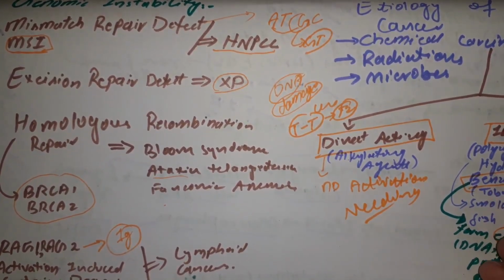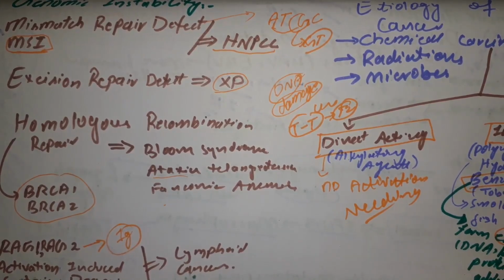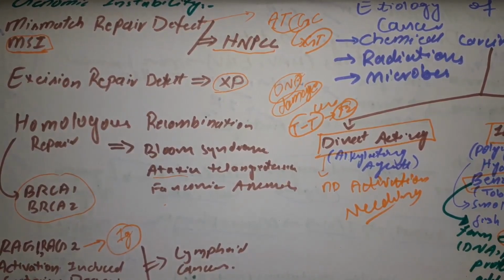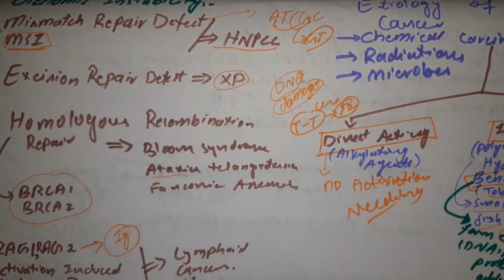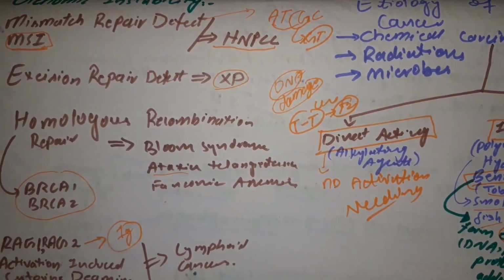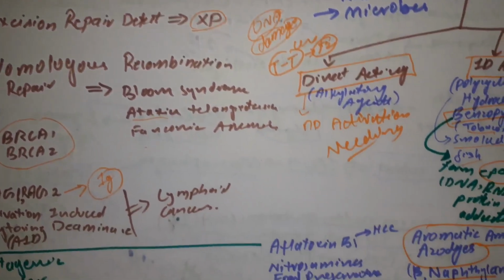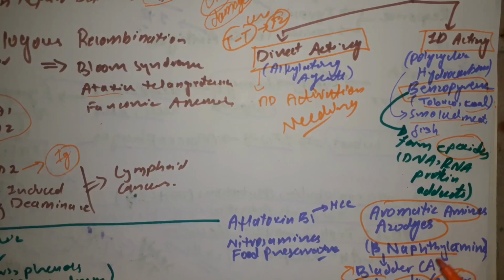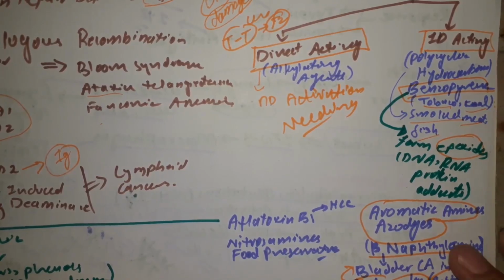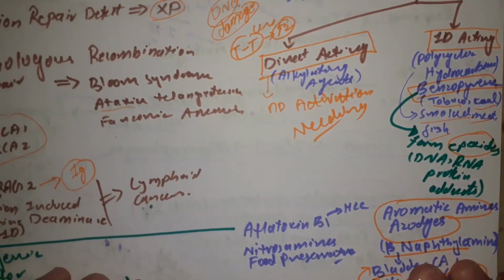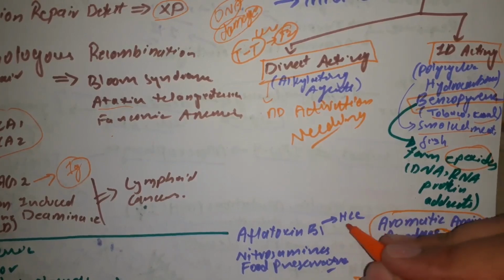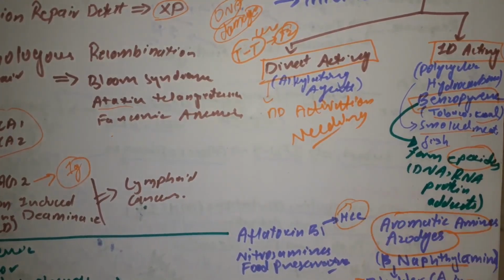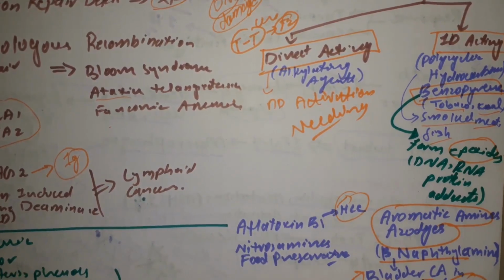So indirectly acting agents need activation. For example, benzopyrene is activated to epoxide, which binds with DNA and forms adducts and leads to carcinogenesis. They are found in tobacco, coal, and smoked fish and meat. Moreover, aromatic amines, which include azodyes, for example naphthylamine, found in aniline dye and the rubber industry, can also lead to bladder carcinoma. Next is aflatoxin, which includes aflatoxin B1 toxin, linked to hepatocellular carcinoma, and moreover nitrosamines, which are used in foods, can also lead to carcinogenesis.